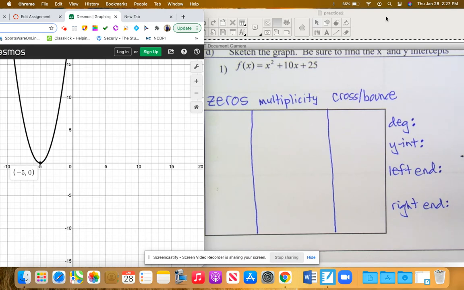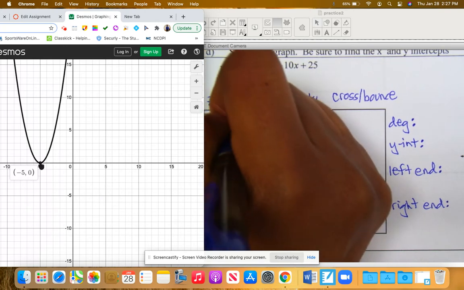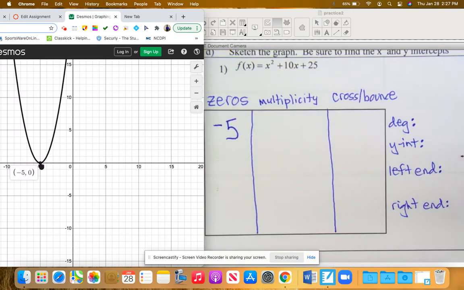There's only one 0 for this function where it crosses the x-axis, so that one 0 is -5. There are no other zeros. Now let's talk about multiplicity. Multiplicity is how many times does that factor count, how many times does that root count as a factor? Now I see that this bounces through where my cursor is moving over on the left side. This one is a bounce.